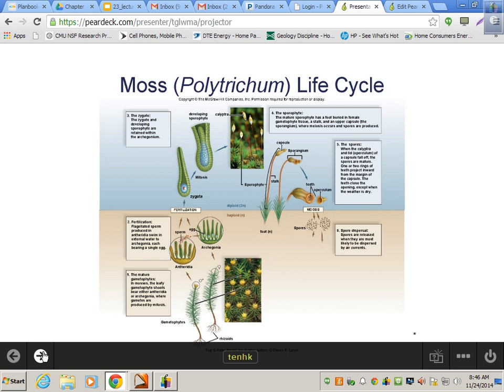A lot of times with mosses, you'll see these little filament-looking structures on the top of the green. Has anybody ever seen moss and been like, oh, there's a little yellow stuff there on top? Have you guys noticed this or no?